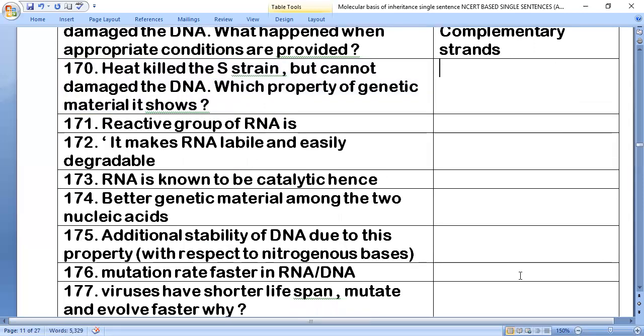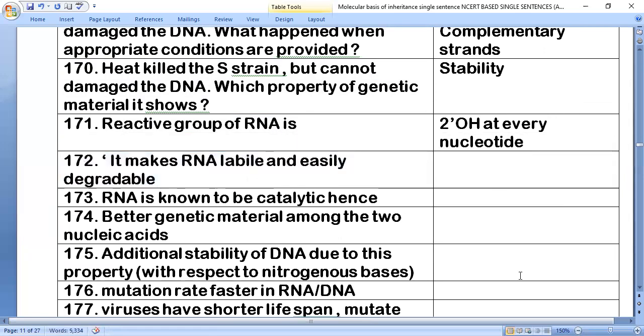Heat killed the strain but cannot damage the DNA. Which property of genetic material does it show? Stability. The reactive group of RNA is the 2'-OH at every nucleotide. It makes RNA labile and easily degradable.